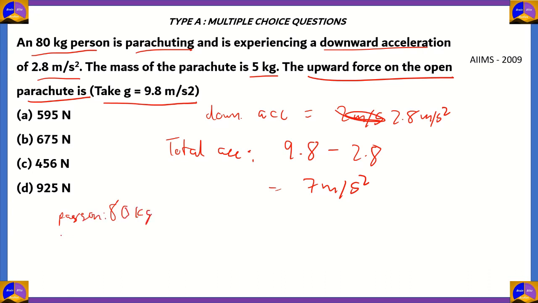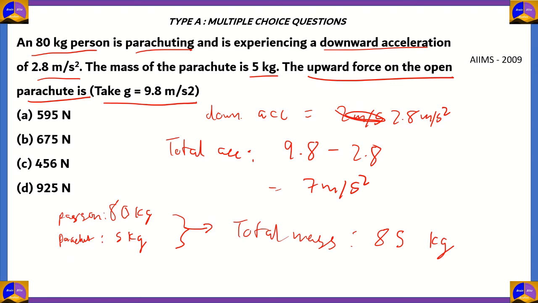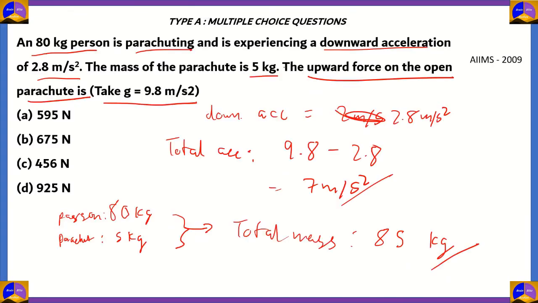and for the parachute, the mass is 5 kilograms, because parachutes are quite heavy because you need to have a wide area to get that updraft. So a total mass of 85 kilograms is accelerating in the air. So you have total mass 85 kilograms and total acceleration as 7 meters per second square. So now you just need to find F net. That's what we need to find here, the upward force on the open parachute.